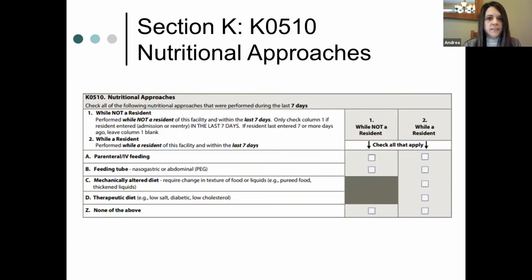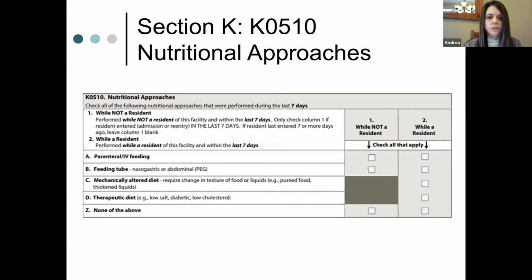Next, we have section K on nutritional approaches. These nutritional approaches address nutrition and hydration received by the resident in the last 7 days, either at the nursing home or the previous facility, usually a hospital. So we're going to want to review the medical record to determine if any of the listed nutritional approaches were performed during the 7-day look-back period.